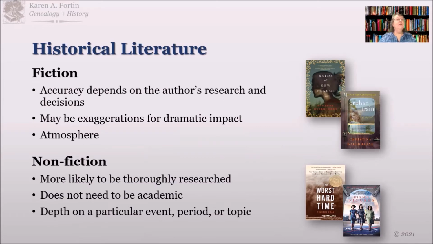With fiction, there are some things to keep in mind. The accuracy of the historical facts included in the novel depend on the author's level of research and the decisions that they made as to what to leave in and what to leave out. They also make decisions on what facts that they might change in order to best suit their storyline. Authors may also exaggerate or embellish certain historical details for dramatic effect.